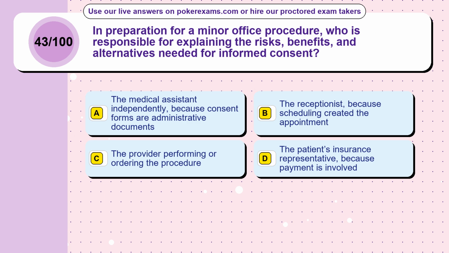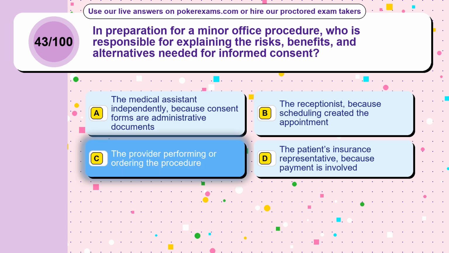Question 43. In preparation for a minor office procedure, who is responsible for explaining the risks, benefits, and alternatives needed for informed consent? Option A. The medical assistant independently, because consent forms are administrative documents. Option B. The receptionist, because scheduling created the appointment. Option C. The provider performing or ordering the procedure. Option D. The patient's insurance representative, because payment is involved.